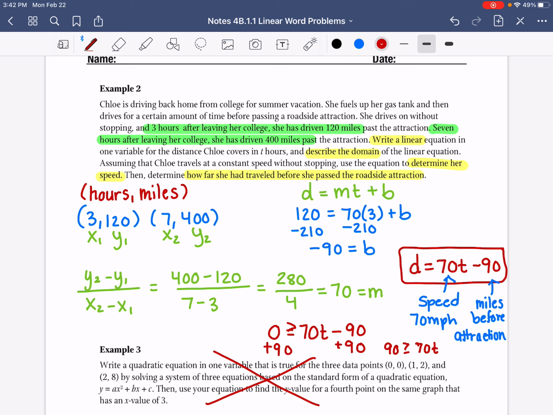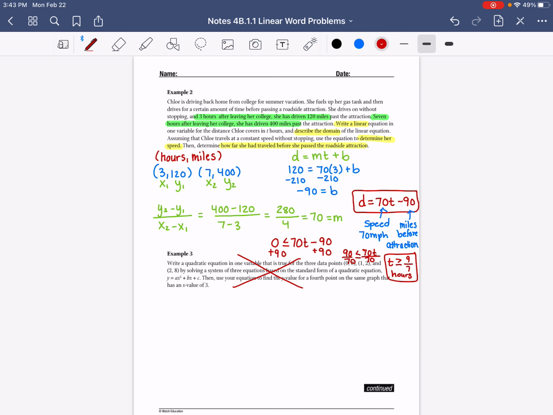90 equals 70t. Divide both sides by 70. And I get that t has to be greater than or equal to, I wrote it the wrong way, I apologize. It would be this direction. Your t has to be greater than or equal to 0, and that'd be 9 over 7. So your time has to be 9 over 7 in order to get a positive distance. So basically that's how far she was traveling before she hit the roadside attraction: 9/7 hours, 90 miles. And that's it.